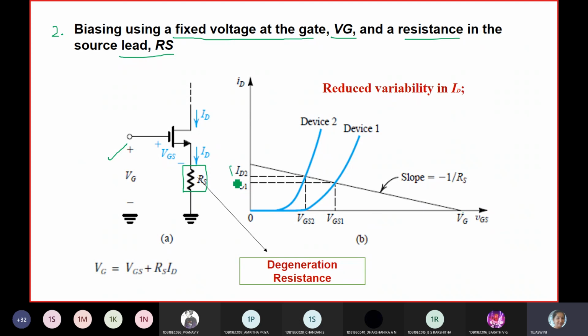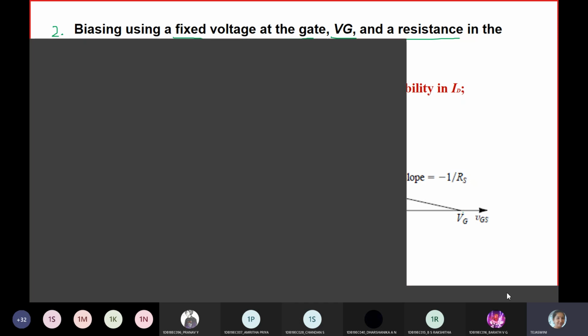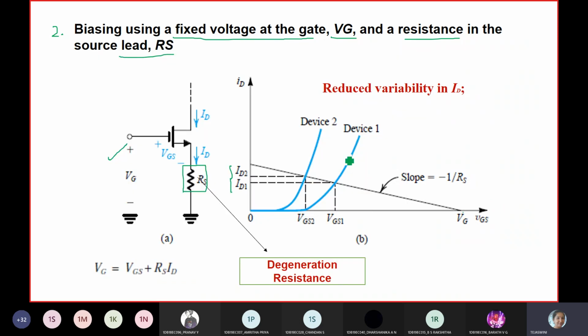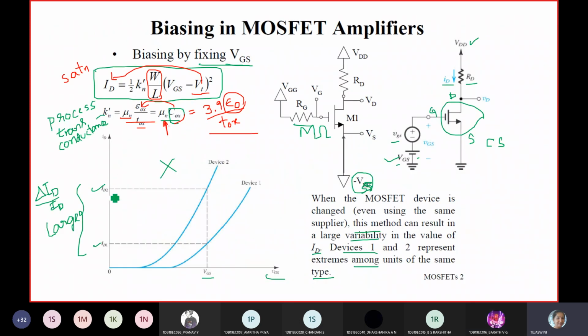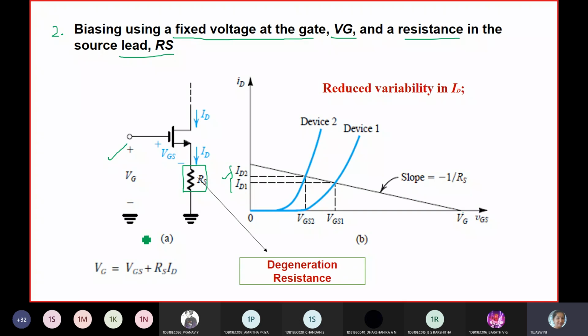Now what is the variation you can observe in ID1 and ID2 compared to the previous one? The difference is small, whereas in the previous case the variation was very large. In this case the variation is very less. So it reduces the variability in ID.